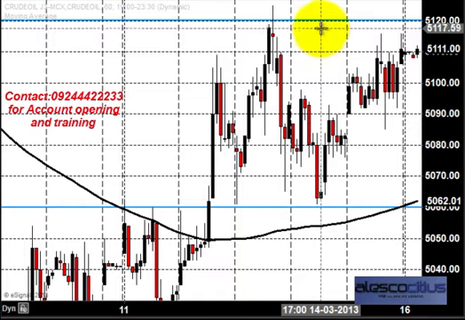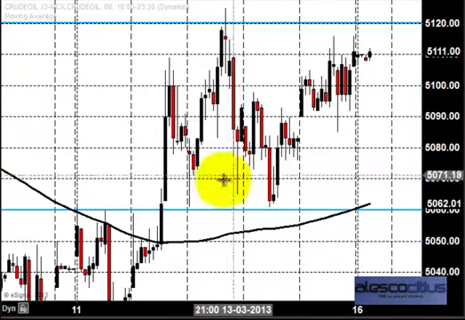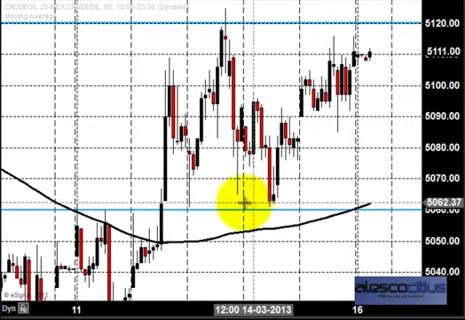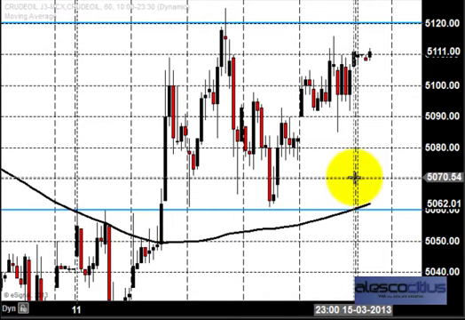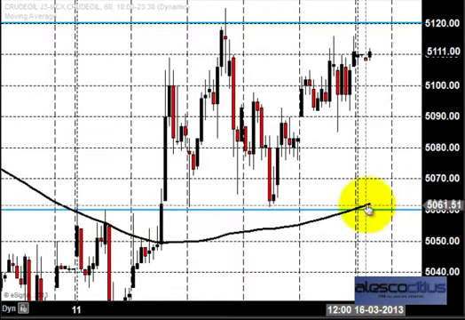Now the next point is the resistance. 5120 was acting as a resistance for crude oil. So this is the entire price action which happened in this contract. Now we know our points, the support point and the resistance point. Today's price opening is going to take us with a great surprise, because it is expected to open somewhere around 5060.